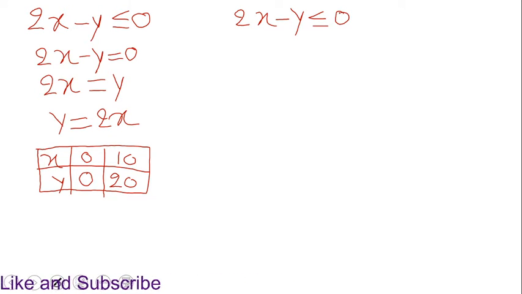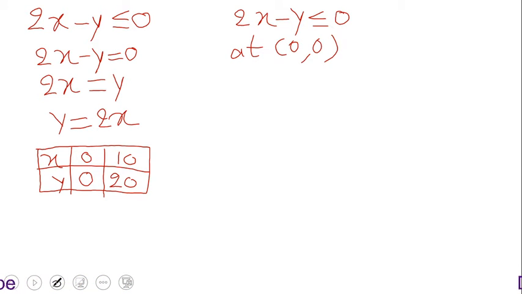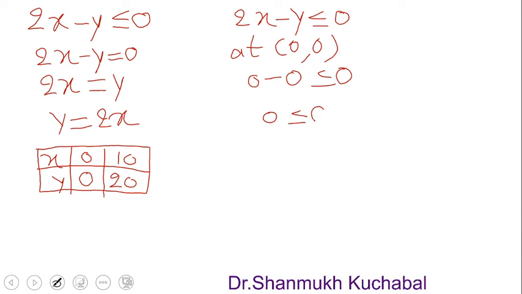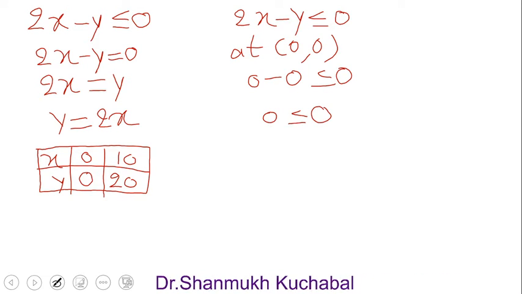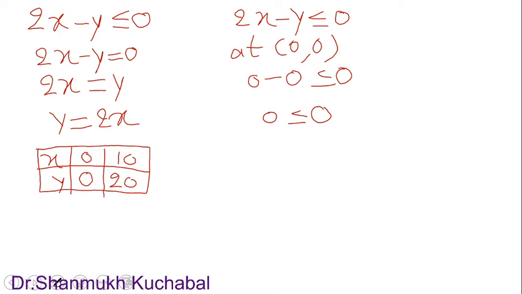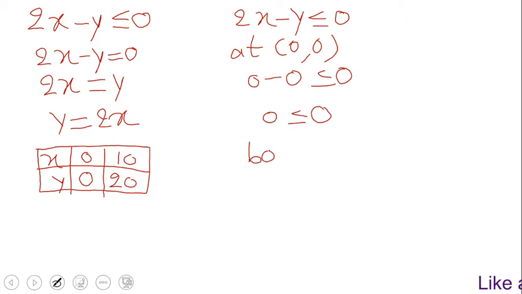Now we have to consider x as 0 and y as 0 here. The solution we have to write as 0 comma 0. We get 0 minus 0 less than or equal to 0, so 0 less than or equal to 0. If you consider 0 less than 0, false; 0 equal to 0, true. So it is neither purely true nor false, so we have to shade it on both the sides here. Yes, that is the conclusion.